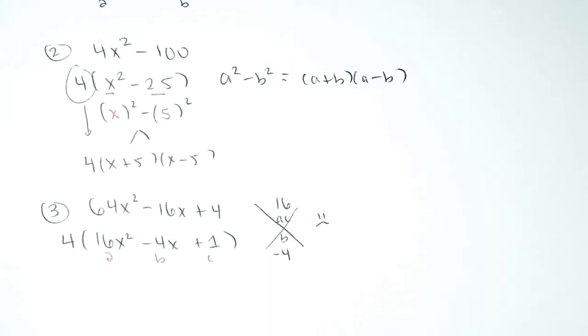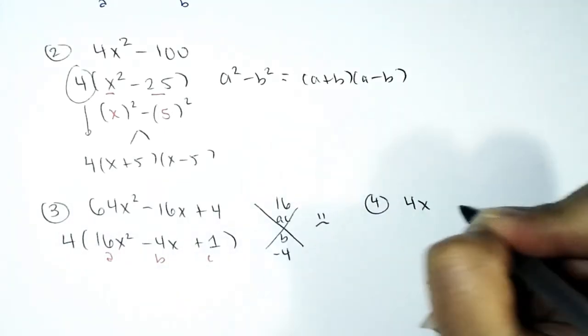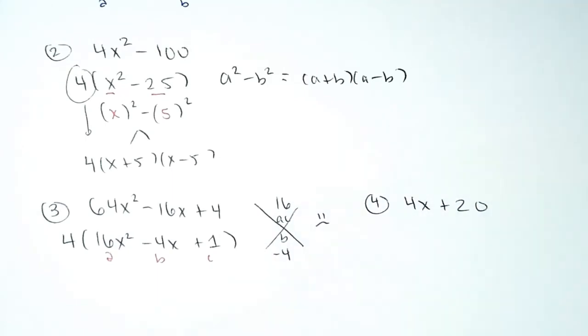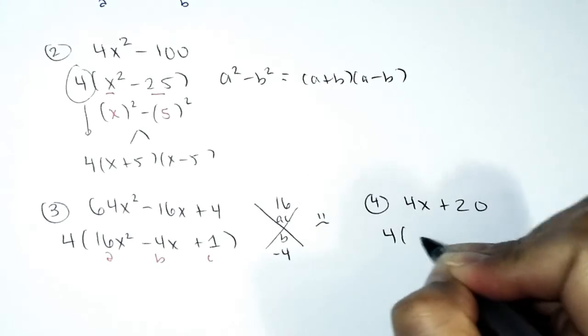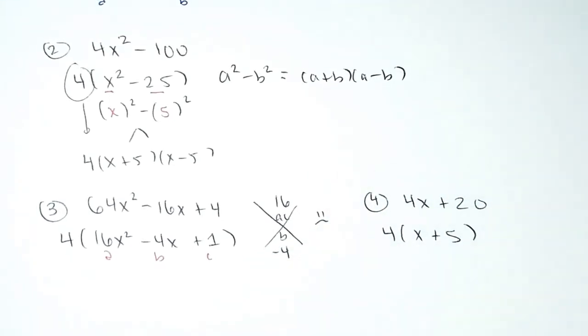Alright, 3 polynomials down, 1 more to go. Polynomial number 4, go ahead, look at your notes, is 4x plus 20. Prerequisite step, watch out for common factors. Let's factor out a 4, and that will leave us with x plus 5. Fantastic. The degree is just 1, so we can't break it down.